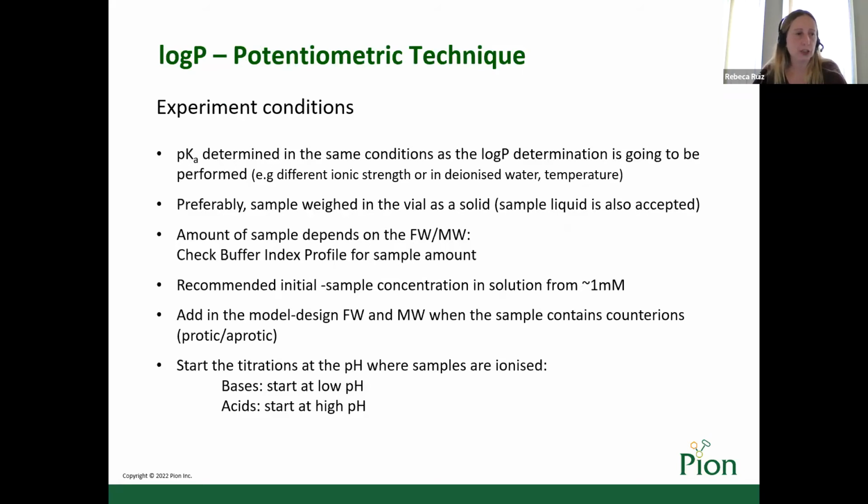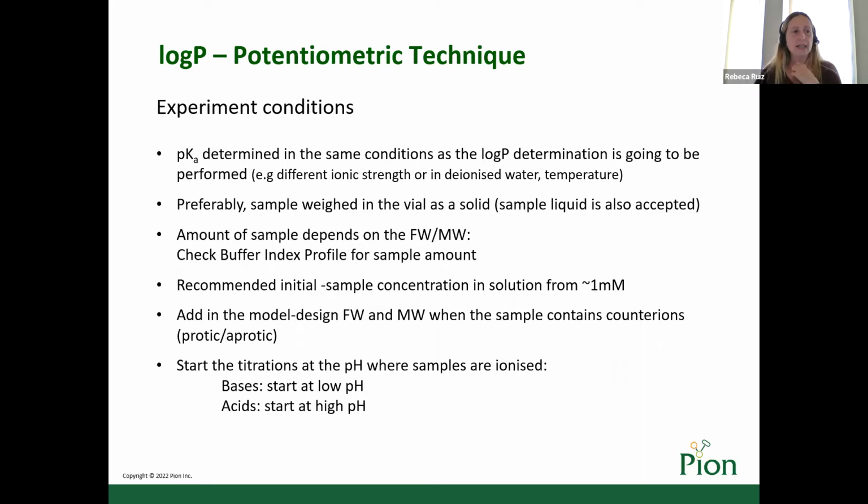Experimental conditions. The pKa of the sample also needs to be determined. pKa and log P have to be measured at the same conditions. For instance, if the ionic strength is, for example, 0.1 molar sodium chloride, and the temperature is 37, this is for the determination of the log P, then it means that the pKa used for the determination of the log P needs to be done at the same ionic strength and the same temperature.